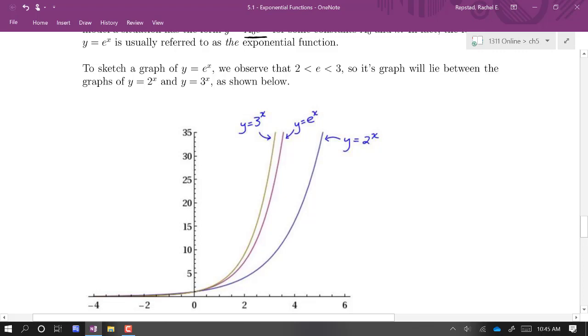And in fact, e is about 2.718, so it's actually closer to 3 than it is to 2, and you'll note that the graph of e to the x is closer to 3 to the x than it is to 2 to the x.